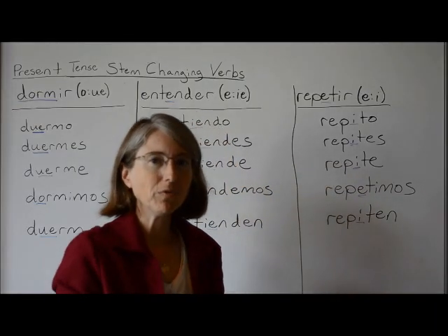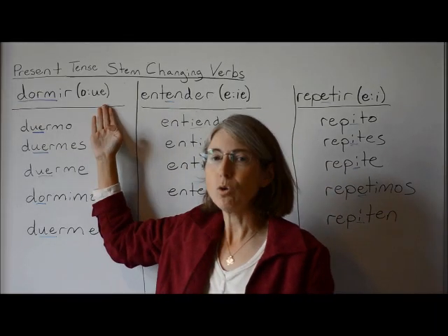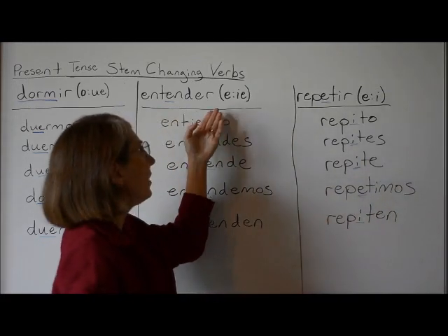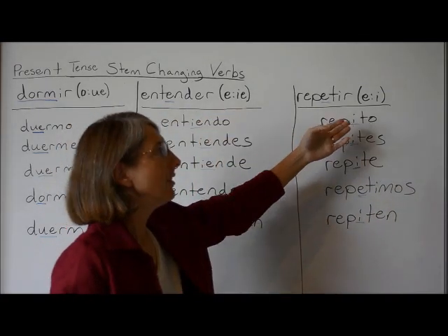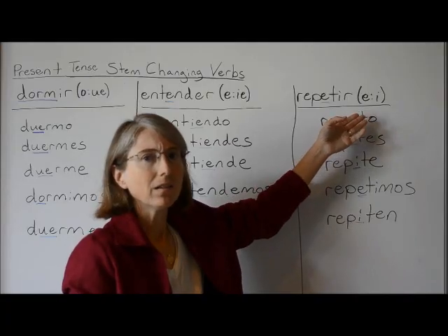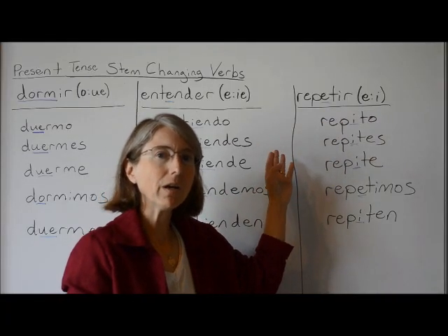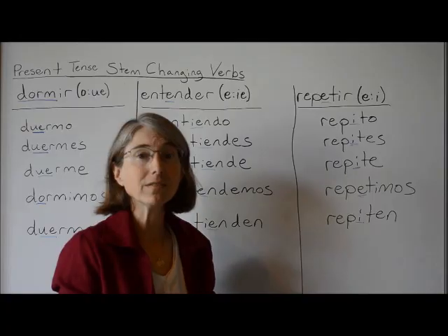So the most common types of stem changers are O to UE, E to IE, and E to I, and the stem change always happens in the vowel closest to the end of the stem of the verb.